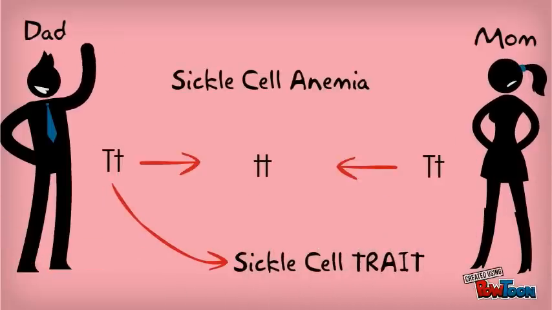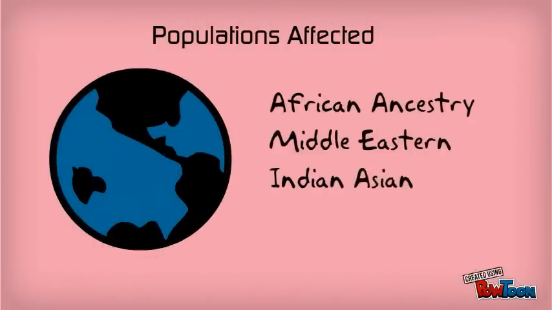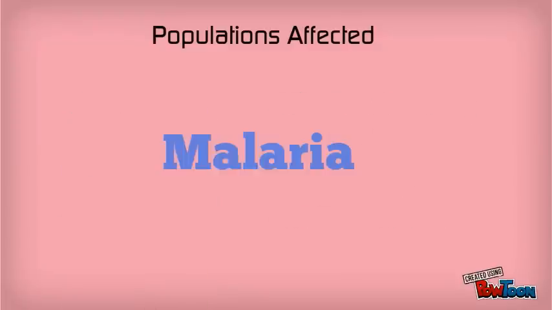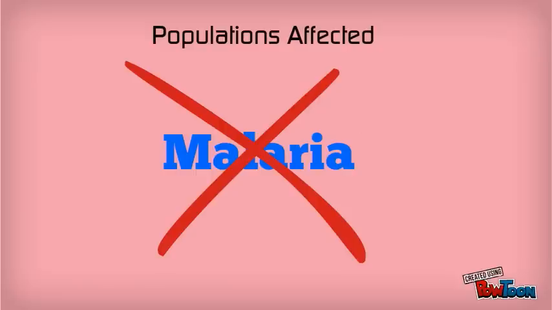Now, the populations which are affected by this include people from African ancestry, Middle Eastern, Indian Asian, and Mediterranean. This is because that is where malaria originated, but through evolution, this mutation was able to fight it.